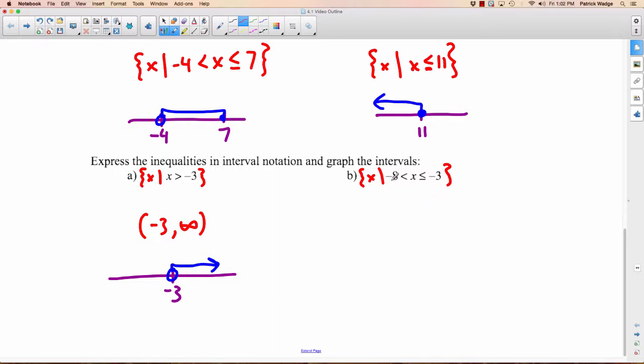Okay, the other one goes from -8 to -3, so I can put both of those numbers. Let's figure out the brackets. Not including -8, circular. Does include -3, square bracket. Let's graph that.